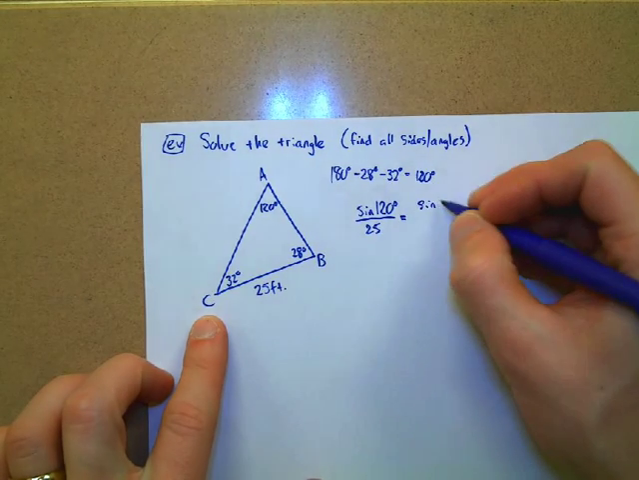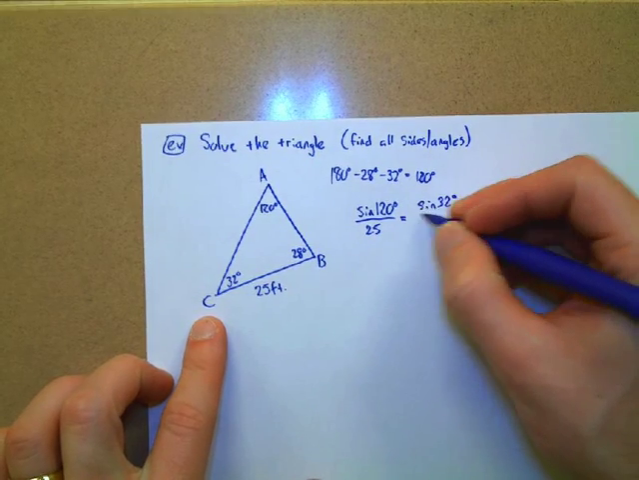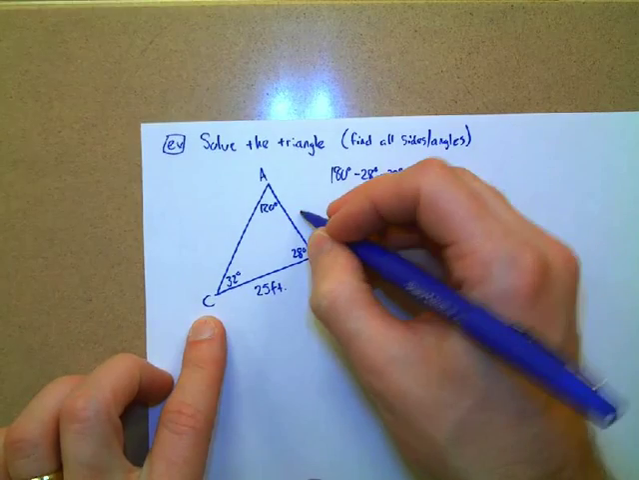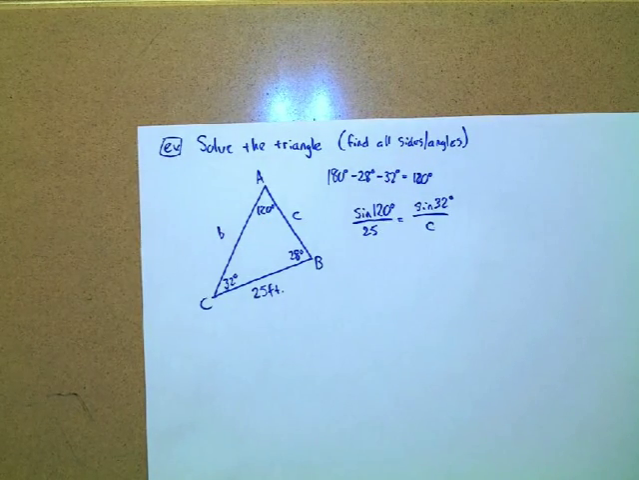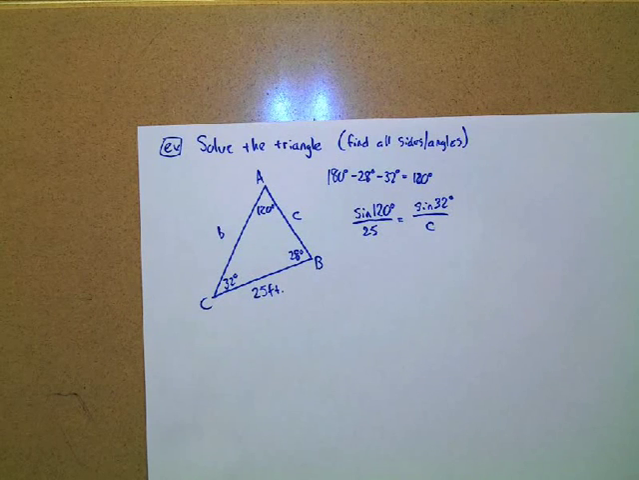So sine of 120, we can actually do that mentally. It's going to be root 3 over 2. That's one of our special right triangles, one of our unit circle angles. It's 2 pi over 3. But again, sine of 32 we can't do, so you'll have your calculator for this.